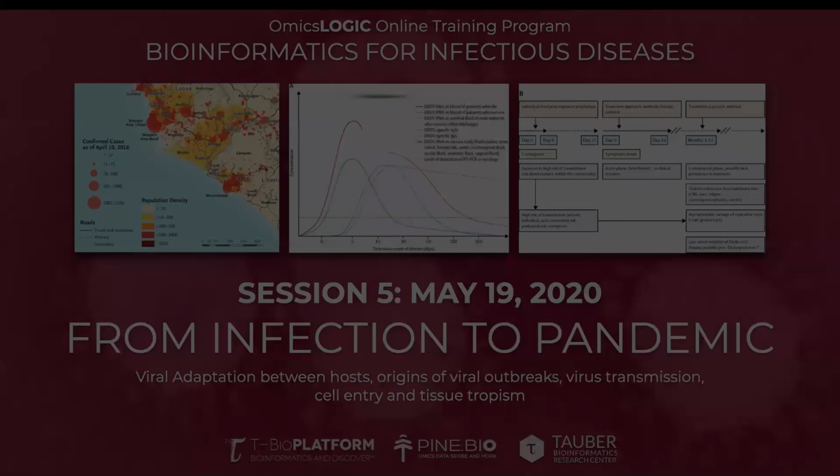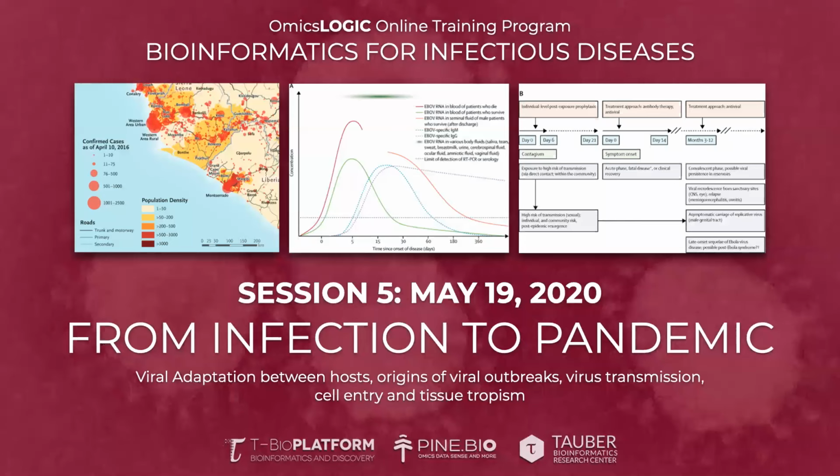So let's briefly review what we did last time. Last time we talked about viral adaptation between different hosts. So we talked about bats, we talked about humans, we talked about some of the ideas about the origins of viral outbreaks and how viral transmission happens and what actually happens in different tissues.